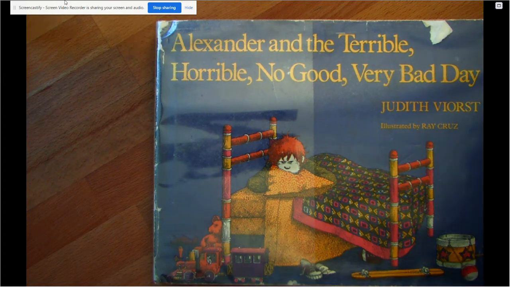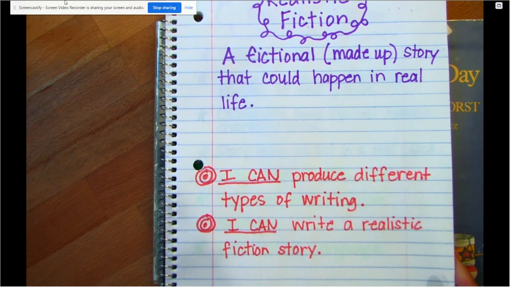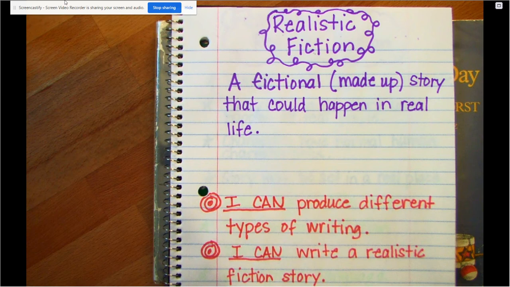So remember, you needed to write this down in your writer's notebook. You're going to send a picture of this page to your teacher. That's proof that you watched this lesson and that you were listening and watched the story. And then tomorrow, we're going to view another example of realistic fiction, and we're going to write a little bit more in our writer's notebook, so be prepared for that.